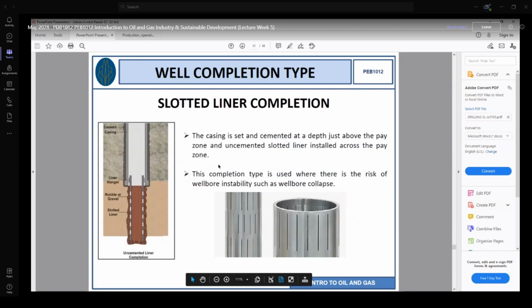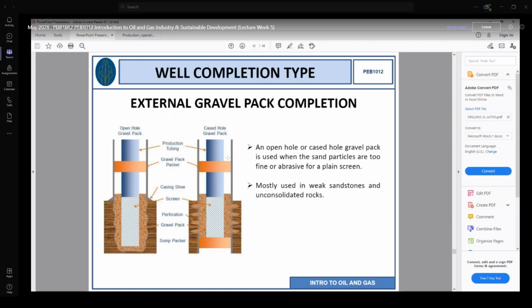So another is a slotted liner completion, right? We run a liner, but it is already perforated, right? We run it inside the open hole, but not cemented. We don't cement it. So it will control the sand out here. Only the gas, oil or water will flow from here and will go to the surface. That is called the slotted liner completion. Okay.